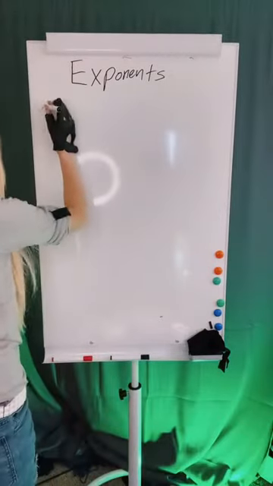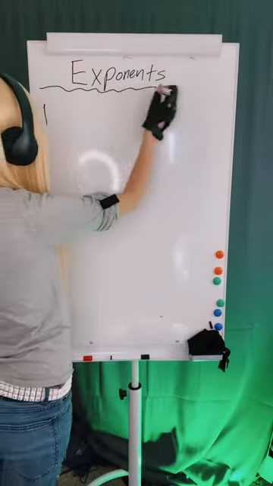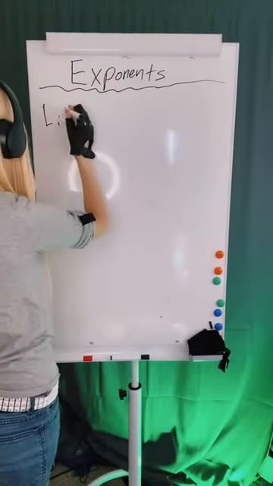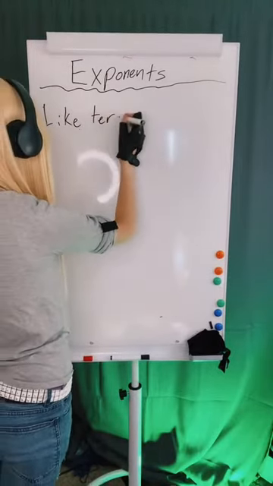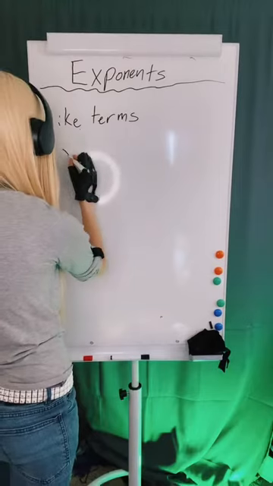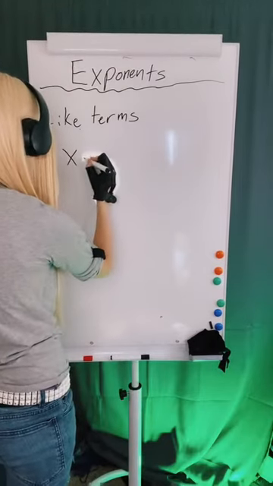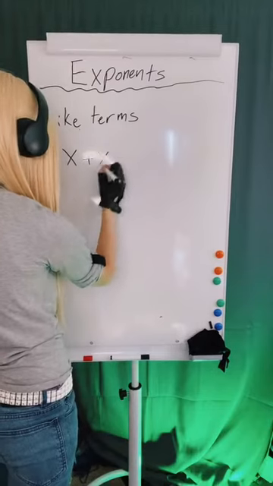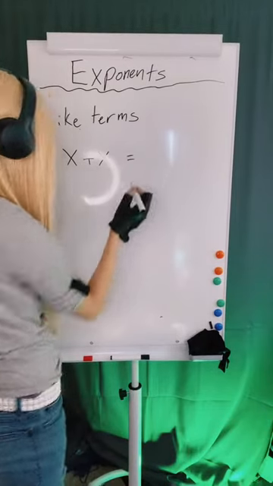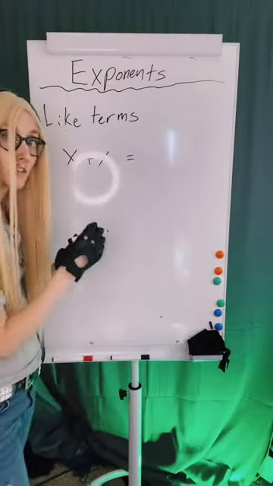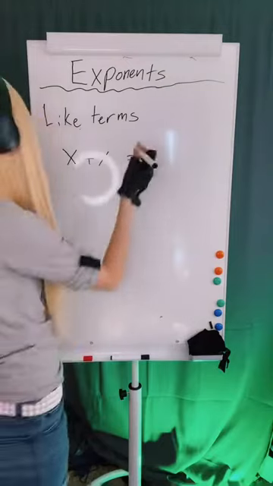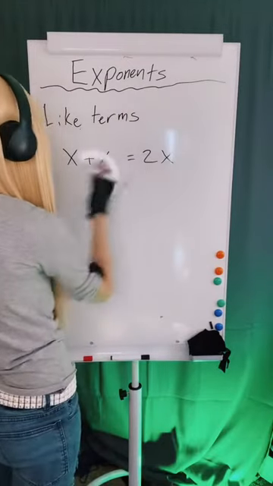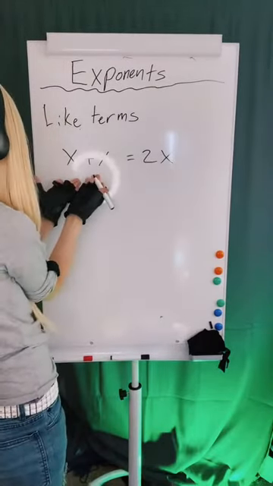Terms are. So exponents is our big theme for today, but we're going to stop for a moment to talk about like terms. So this is like if I have an x plus an x, right? I can add those together because they're the same letter. They are like terms. So I end up with 2x because I have two x's, right?